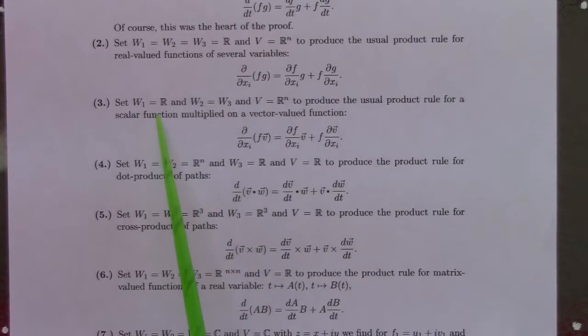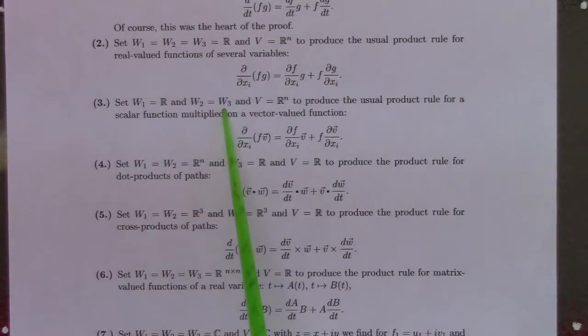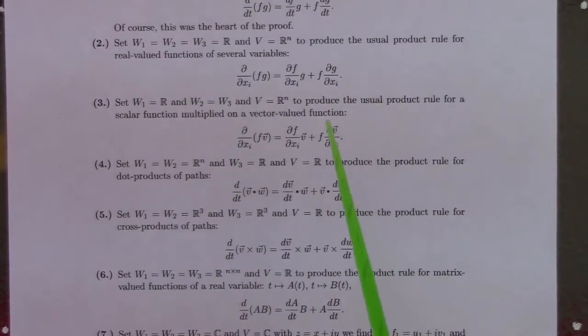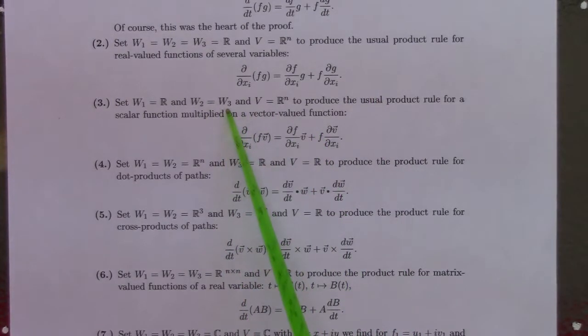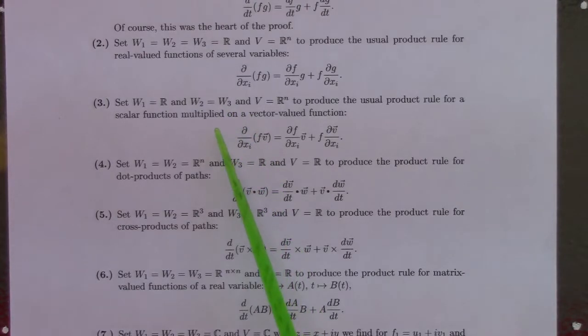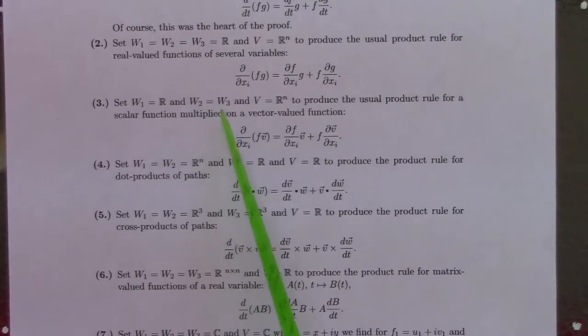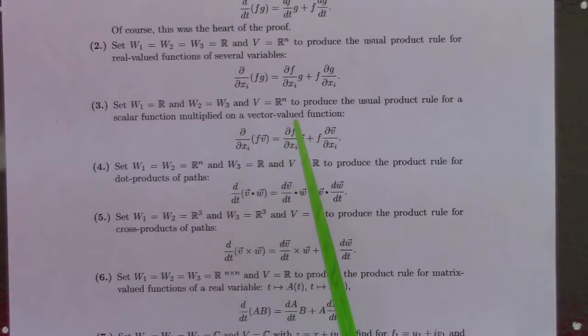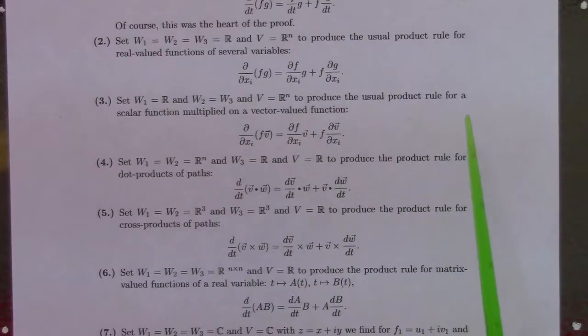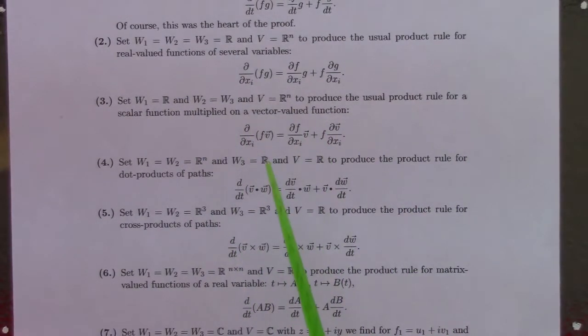If I pick w1 to be R and w3 to be w2 equal to w3, what? I'm not sure what I want here. Oh, I guess the point is that this could be any normed linear space. Why is V Rn? Oh, okay, fine. I'm sorry, it's right. I just have to come to terms with my own notes.